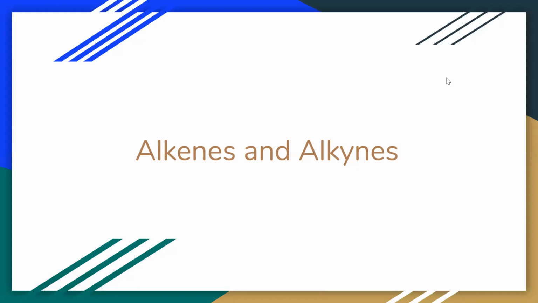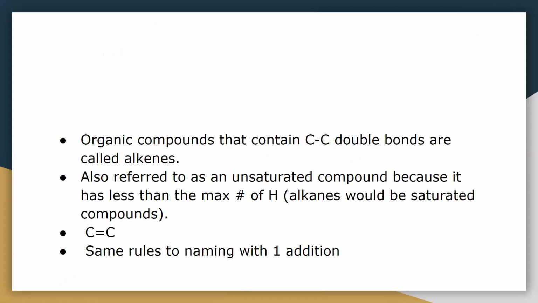We're going to talk about alkenes and alkynes today. These are double and triple bonded carbons, and they name a little different. There's a little bit of a change, but these are actually where things get interesting. If you have organic compounds that contain a carbon-carbon double bond, they're called alkenes. All you do is change that A from alkane to an E.